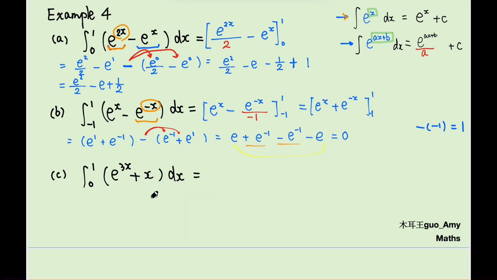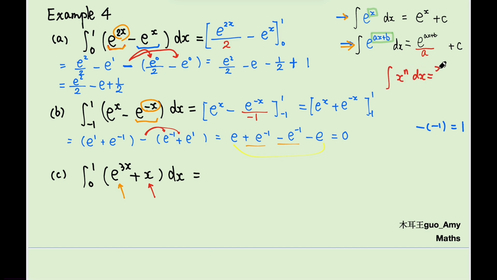Then let's look at part C. Here we have e to the power 3x and x. For the first part, e to the power 3x, it is the generalized form. The coefficient of x is 3, which means a is equal to 3. And the second part, x, we will need the power rule. Now we are going to record here x to the power n dx.